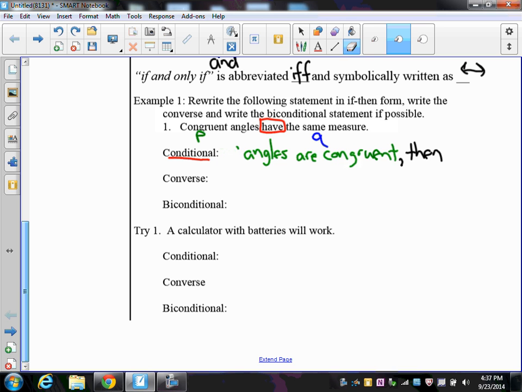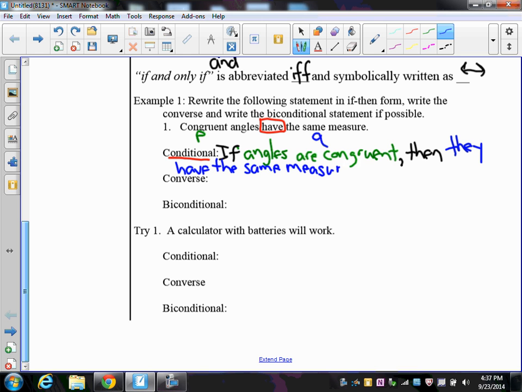I guess if should also be in black because that's not part of the hypothesis. Remember, everything following the if to the then is the hypothesis. Then the conclusion: they have the same measure. So that's how we change this into a conditional. So let's think about this. If angles are congruent, that means we know that angles are congruent. Do they have the same measure? That is true. So the conditional is true.